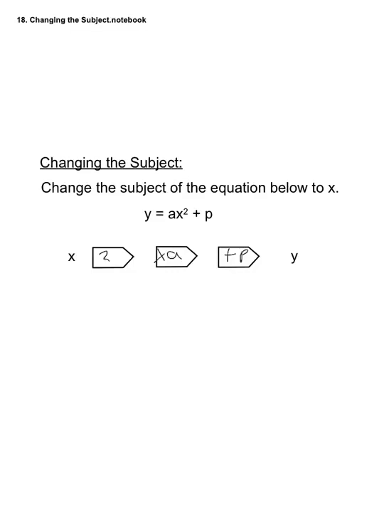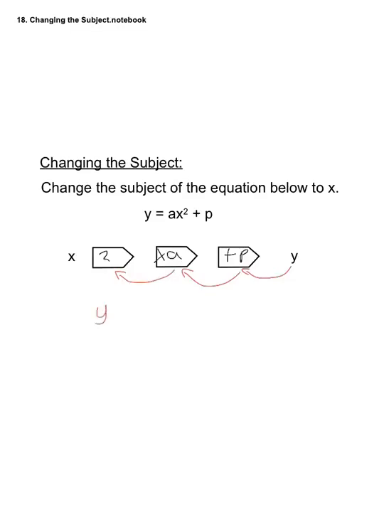Okay, so in order to change the subject of the equation, we do the inverse operation to each of these things. So instead of adding on p, we take away p. Instead of multiplying by a, we divide by a. And instead of squaring, we square root. Those are our inverse operations. Okay, so let's have a go at that.